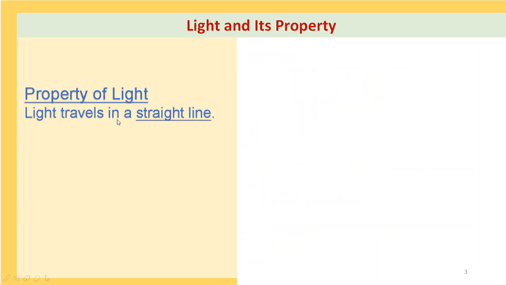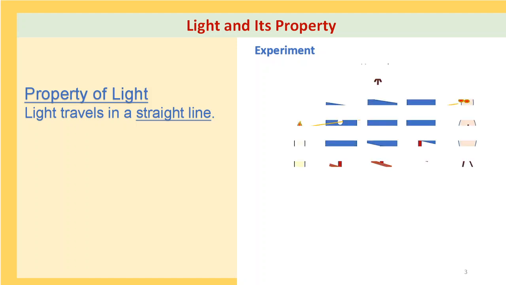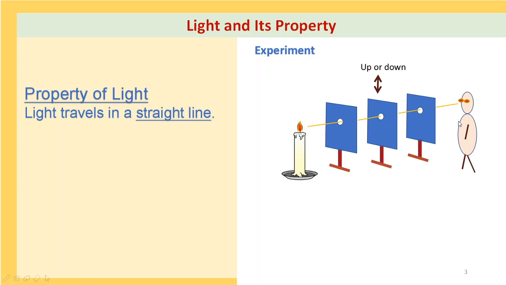Light and its property. The property of light is that light travels in a straight line. Please remember this sentence. Let us try this experiment. The material consists of a light source, 3 cardboards with a hole on each cardboard, and someone must stand opposite of the light source. In this experiment, you also can use 2 cardboards. So first, we align the 3 holes in a straight line.